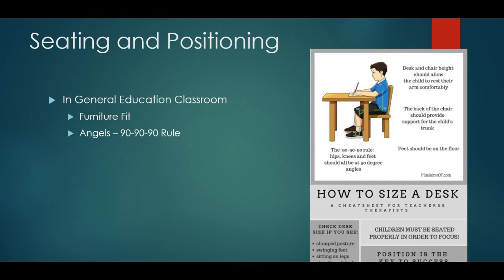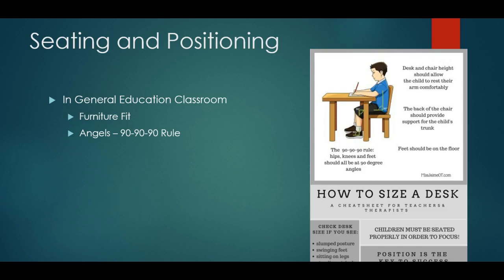If you don't have that, then we need to make some alterations to the seating situation if another chair is not available or a desk is not available. So we might have to kind of doctor that so that we have this 90-90-90 rule in place. Now, this is really important that the child is seated properly because it's going to impact their penmanship. So if you have a student who is struggling with writing and is very sloppy, it may be that they're not sitting correctly and it's going to impact the way they write.